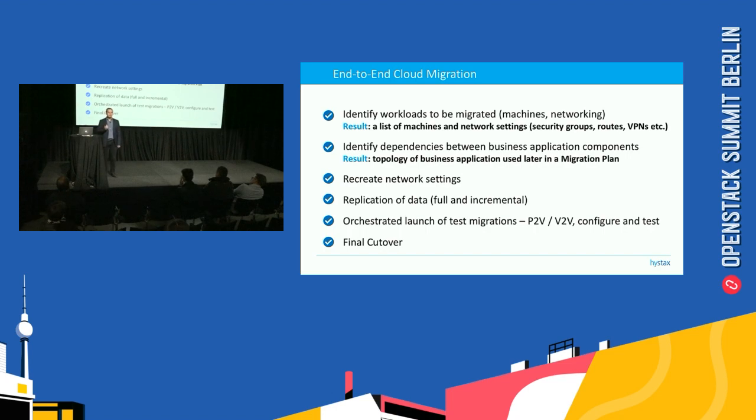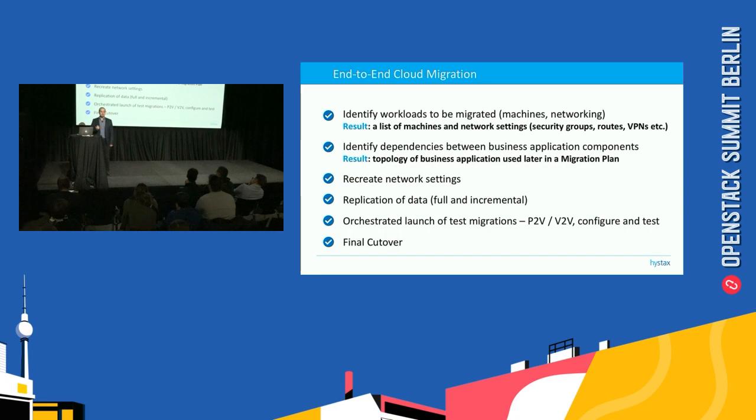So when you do the migration later and launch the application, it would be good to have orchestration to boot Active Directory first, machines with databases after that, and clients after that, just to avoid any issues with application consistency. The next thing is to recreate the network settings. You create the same VPNs, load balancers, firewall rules, et cetera, on the OpenStack side. After that, you can do the replication of the data. Ideally, you do the replication with full replicas, and after that take incremental replicas. In that case, the downtime for you would be less. If you are able to do the incrementals, it's awesome.